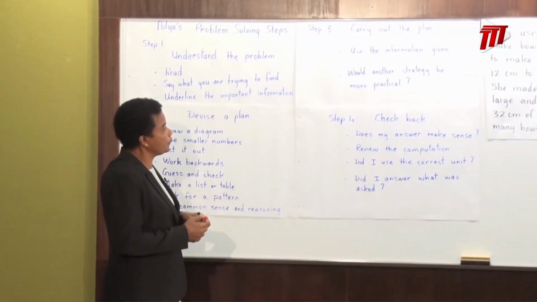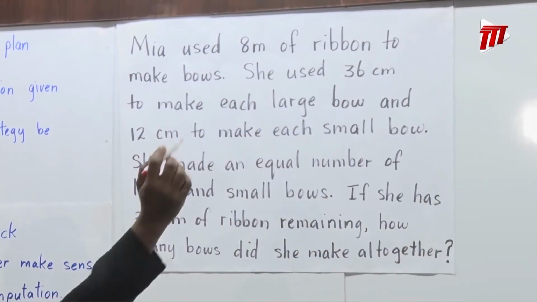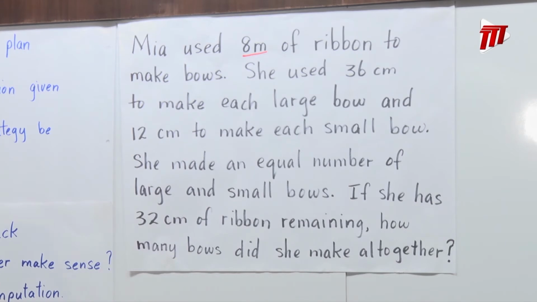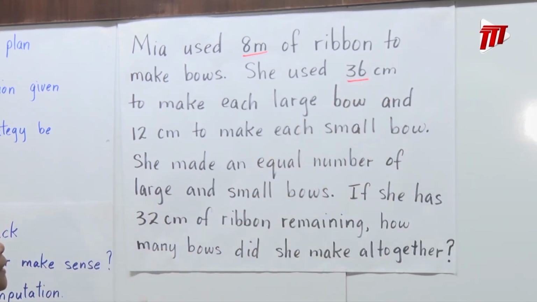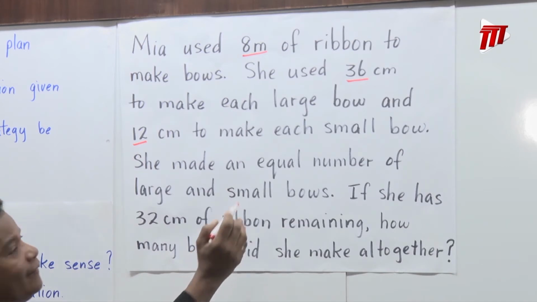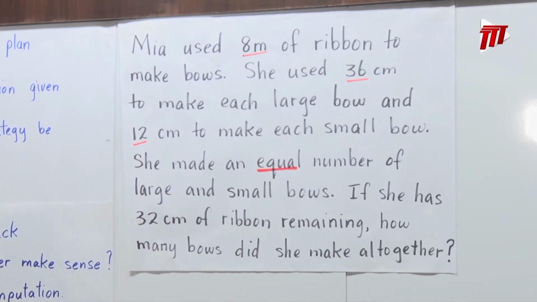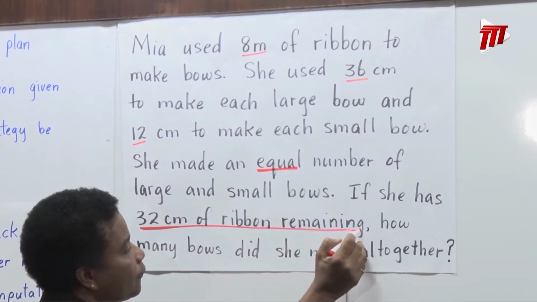Underline the important information. What's the important information here? Mia started out with 8 meters of ribbon. She used 36 centimeters for each large bow and 12 for each small bow. Another critical piece of information is that she made an equal number of large and small bows. Finally, she remained with 32 centimeters of ribbon.